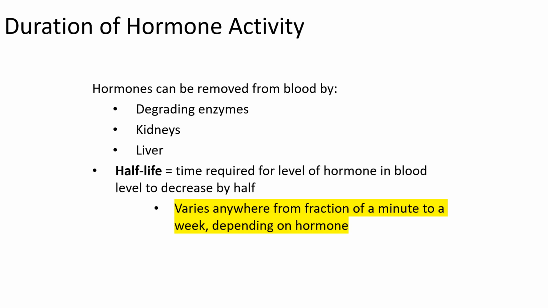The half-life is the time required for the level of the hormone in the blood to decrease by half. And so the half-life for hormones is going to vary depending on the hormone, and it can last anywhere from a fraction of a minute to a week. Hormones with short half-lives like epinephrine act quickly and they're removed quickly. Hormones with long half-lives like the thyroid hormone remain in circulation longer and they have more prolonged effects.